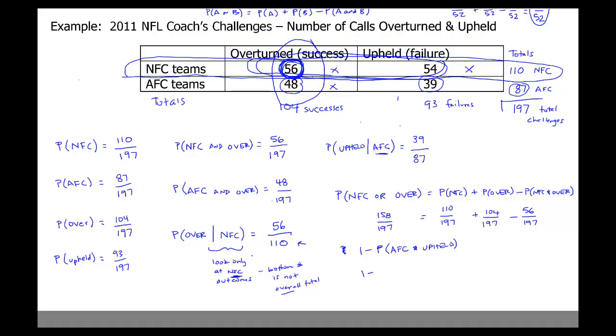So we'd have 1 minus 39 out of 197. If we change 1 to a 197 over 197 fraction, so we can do some easier math here. Oops, this should be minus. We get 158 out of 197. So we can do it this way and get that answer, or we can do it by finding the complement and we can get the same answer.